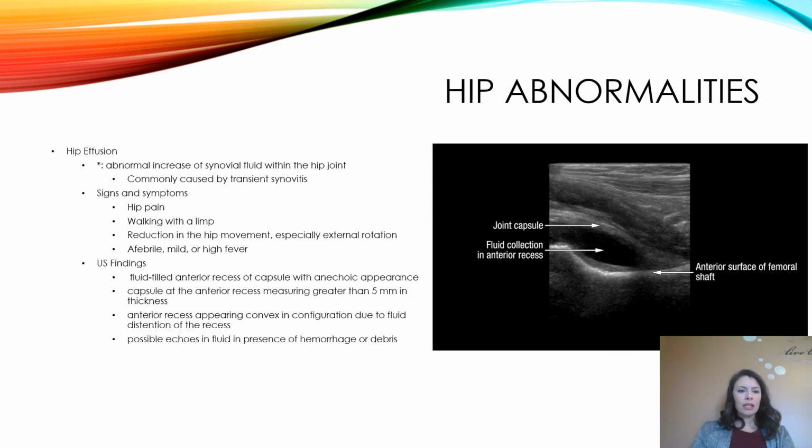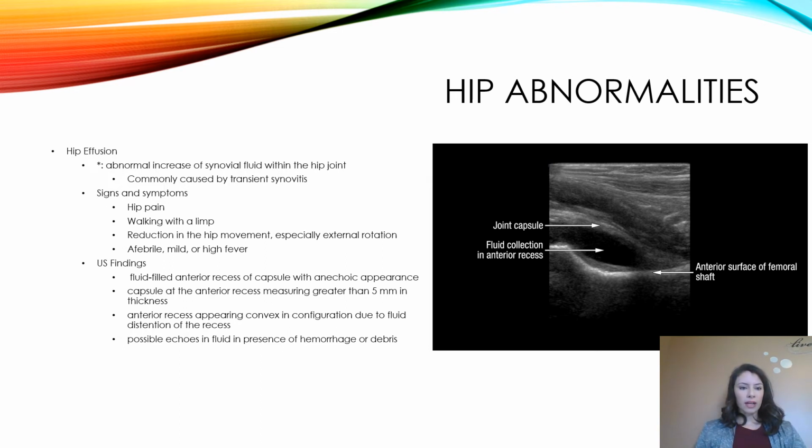Next is a hip effusion, and this is abnormal increase of synovial fluid within the hip joint, and it's commonly caused by a transient synovitis. Signs and symptoms are hip pain, walking with a limp, reduction in the hip movement, especially external rotation. There might be an afebrile or mild or high fever.